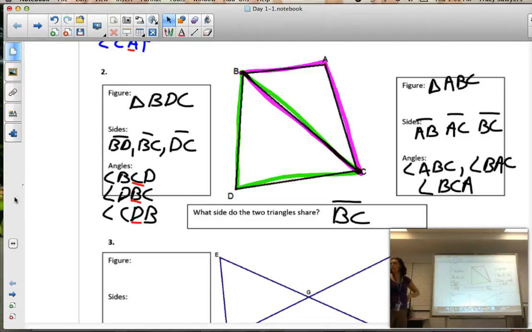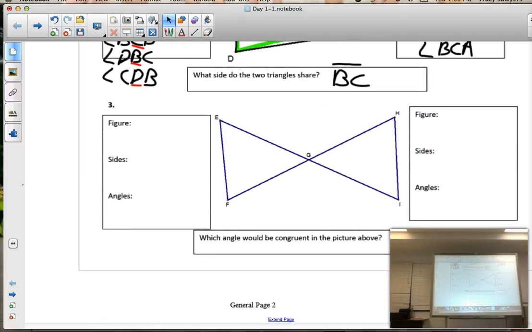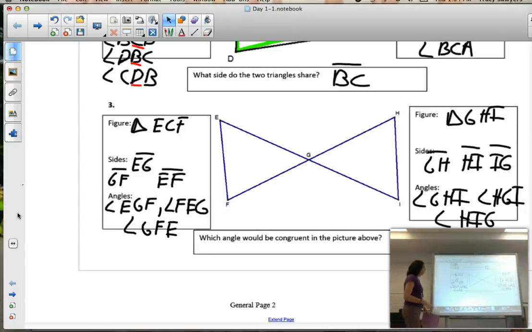Okay, we're good here? Alright, so can you please go down and try number 3 on your own. Do both sides. Highlight, name the figures and the sides of each of those triangles. And I want to see if you can answer this question here. Okay? If you need help, raise your hand. They're killing me.